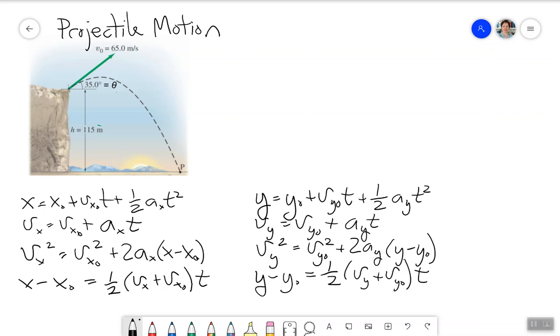So I have the kinematic equations in the x direction, where I've put x for position, vx for velocity, and ax for the acceleration, and in the y direction, I have y for position, vy for velocity, and ay for acceleration. Okay, so in this particular problem, what do I know?